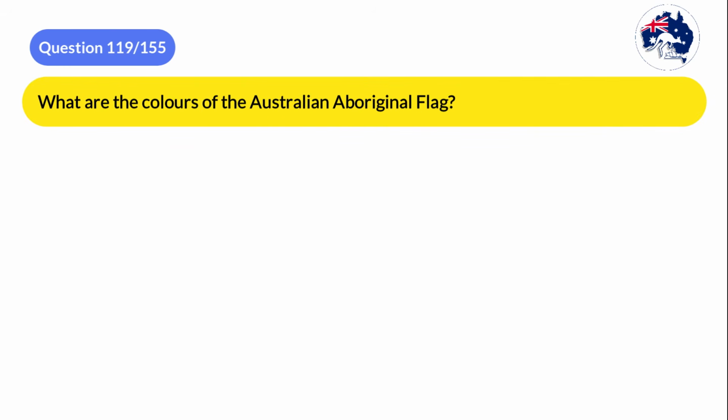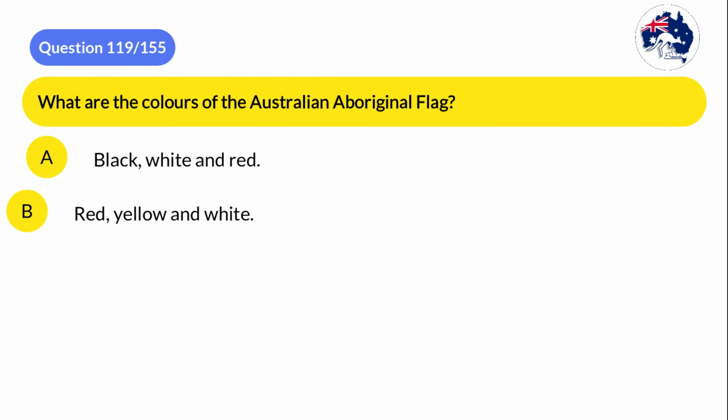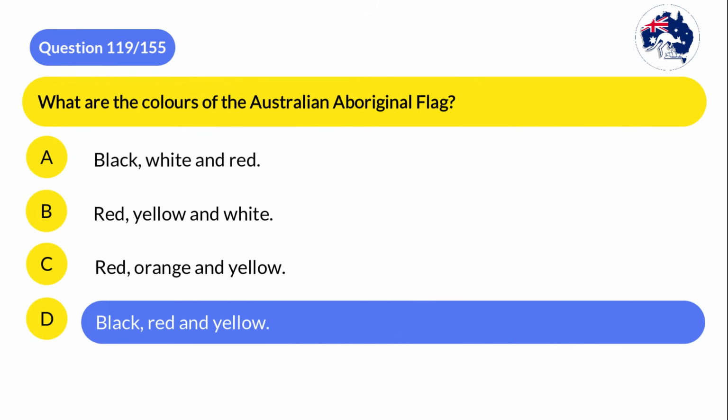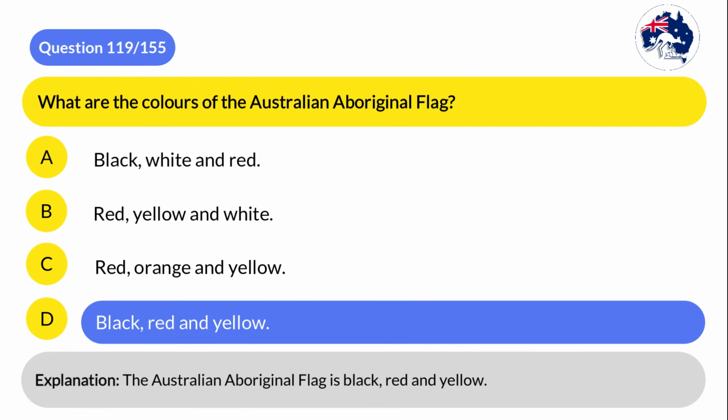Question 119. What are the colors of the Australian Aboriginal flag? A. Black, white and red. B. Red, yellow and white. C. Red, orange and yellow. D. Black, red and yellow. The correct answer is D. Black, red and yellow. Explanation: the Australian Aboriginal flag is black, red and yellow.